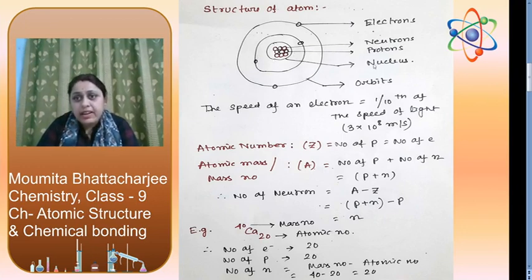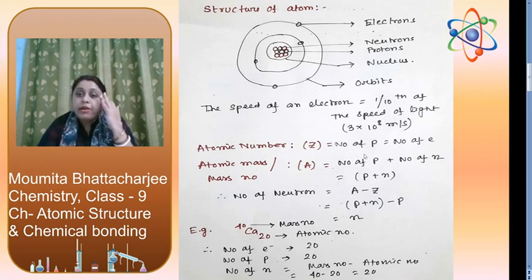Inside the nucleus there are protons and neutrons. Protons are positively charged particles, and neutrons are another subatomic particle which does not have any charge, it is a neutral one. And these are electrons. Electrons are revolving around the nucleus. The speed of an electron is 1/10 of the speed of light. We know the speed of light is 3 into 10 to the power 8 meter per second. Now, what is atomic number? Atomic number is abbreviated by Z.